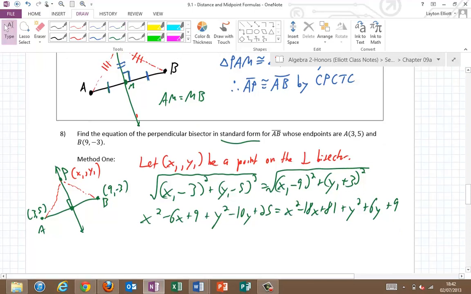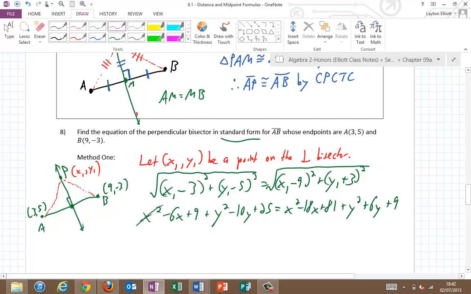Look across the aisle. We can drop our x squareds. We can drop our y squareds. Simplify the left, and I get negative 6x minus 10y is equal to, plus 34 equals negative 8x plus 6y plus 90.